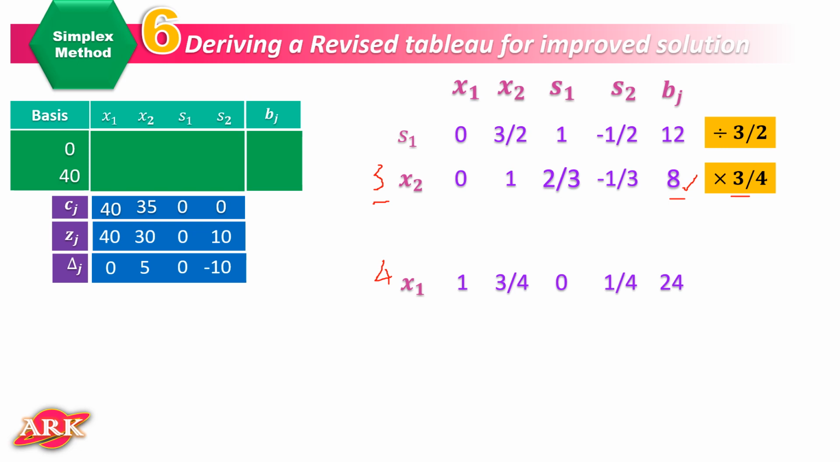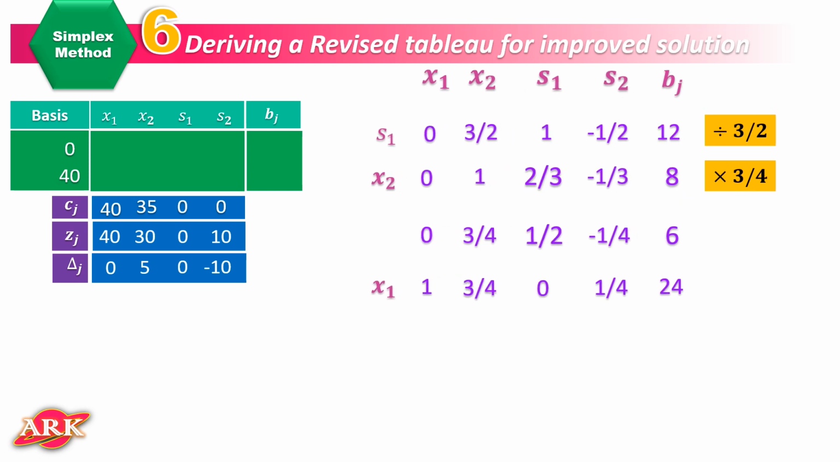Now let's see what values we will get if we multiply the elements of X2 with 3 by 4. 0 into 3 by 4 gives us 0. 1 into 3 by 4 gives us 3 by 4. 2 by 3 into 3 by 4 gives us 1 by 2. Minus 1 by 3 into 3 by 4 gives us minus 1 by 4. 8 into 3 by 4 gives us 6. Take your own time and calculate those values. Don't get confused. Now let's subtract these values from X1 values.